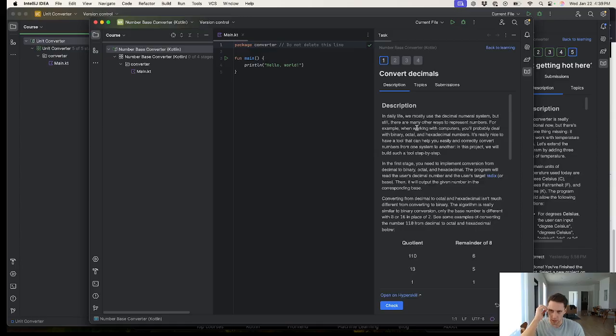In the first stage, you need to implement conversion from decimal to binary, octal, and hexadecimal. The program will read the user's decimal number and the user's target radix or base. Then it will output the given number in the corresponding base.